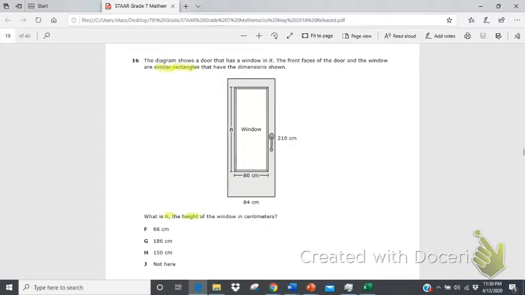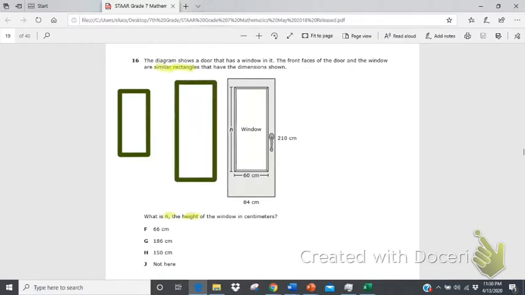Alrighty, so here it might look a little daunting, but it's not really that challenging. If it helps you, break it apart. Here we have the window, and here we have the door. Now let's fill in the dimensions. Let's start off with the door since it has all the dimensions. We know that the width is 84 and the height is 210 centimeters. Now, the window, they've only given us the width, which is 60 centimeters. So now they're asking us for the height of the window.